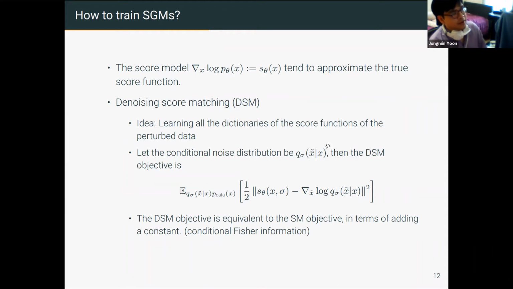Let the conditional noise distribution be q_sigma of x tilde given x, where x tilde is the perturbed data and x is the non-perturbed data. Then the DSM objective becomes the expectation over the pair of x and x tilde of the norm of the gap between the conditional score function s_theta, parameterized by x and the noise level sigma, and the conditional score function grad_x log q_sigma of x tilde given x, which is minimized. The DSM objective is equivalent to the original score matching objective, which minimizes the marginal score instead of the conditional score, up to adding a constant. This constant is also called the conditional Fisher information.